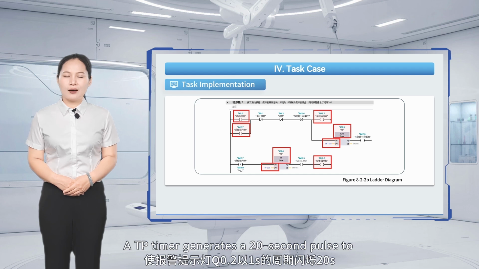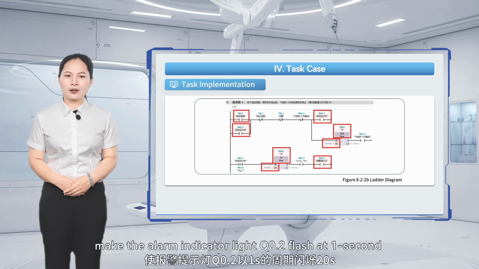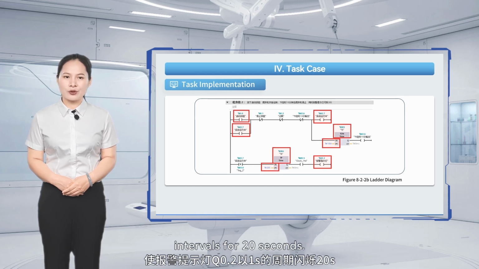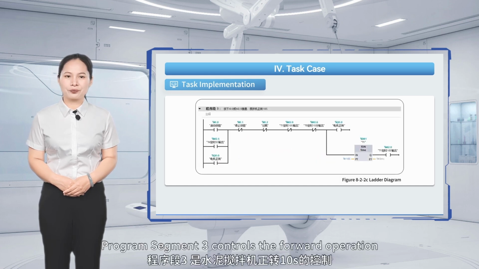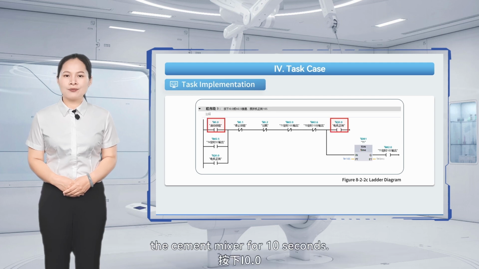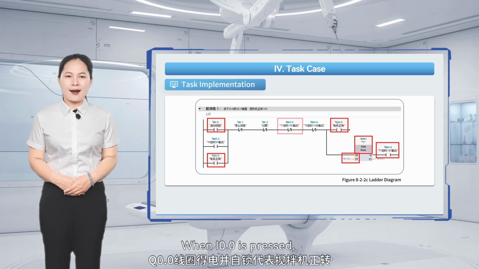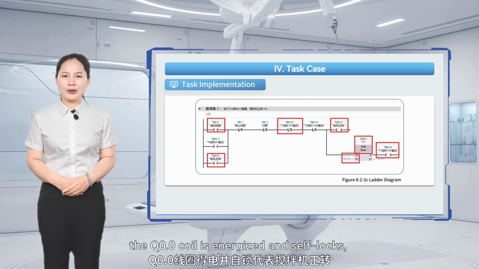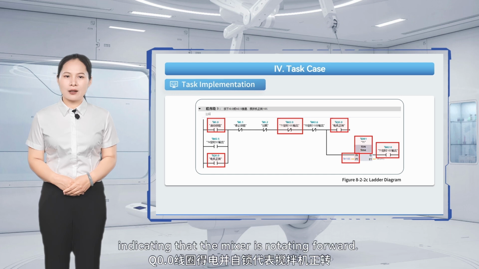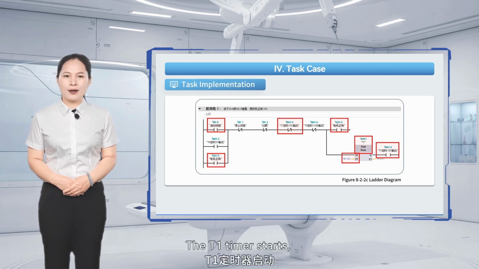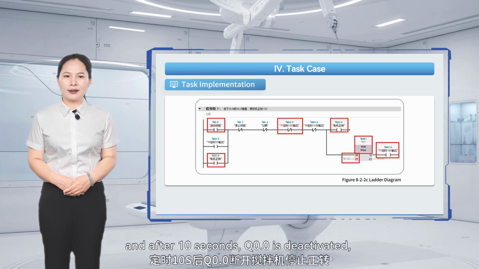A TP timer generates a 20-second pulse to make the alarm indicator light Q0.2 flash at 1-second intervals for 20 seconds. Program Segment 3 controls the forward operation of the cement mixer for 10 seconds. When I0.0 is pressed, the Q0.0 coil is energized and self-locks, indicating that the mixer is rotating forward. The T1 timer starts, and after 10 seconds, Q0.0 is deactivated, stopping the forward rotation of the mixer.